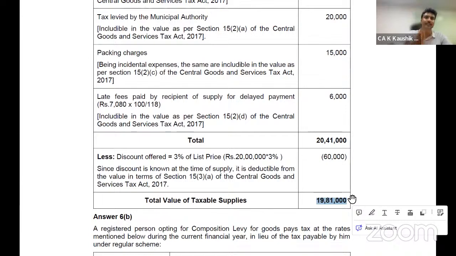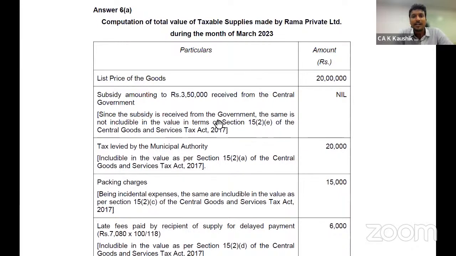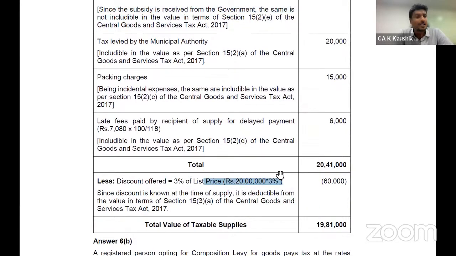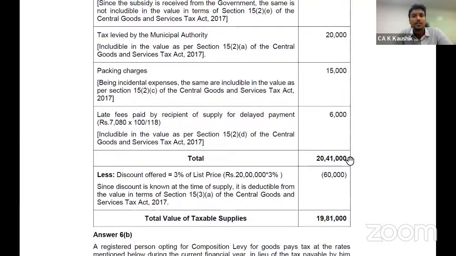So this is very important. A very simple question, value of supply. Two things that you need to keep in mind here are the provision on the 3,50,000 subsidy and the discount. Most of the students will forget. They will apply 3% on 20,41,000. That is very important, and then you go wrong. So moving to question number B.